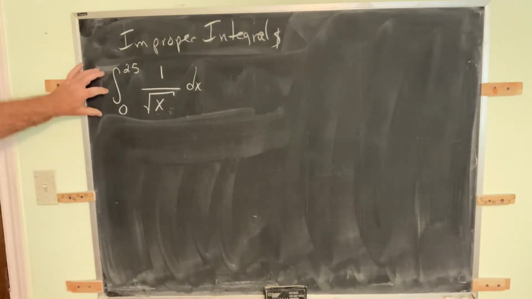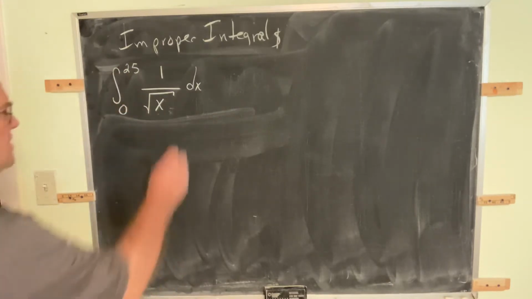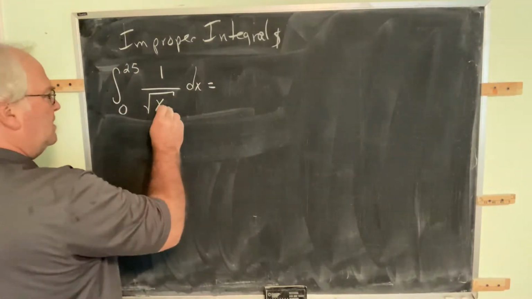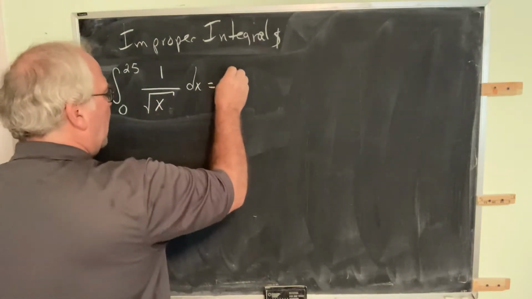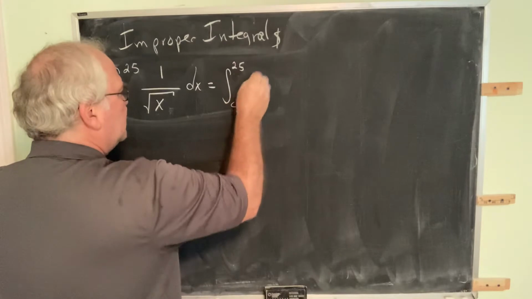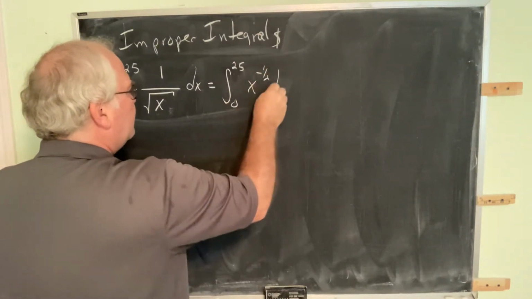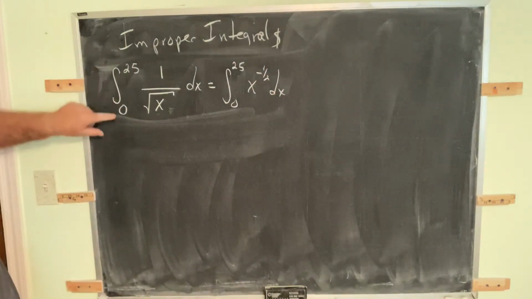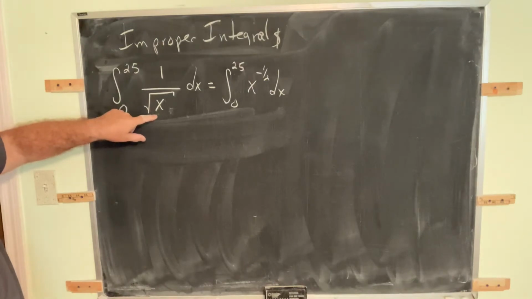Our next improper integral is here, the integral from 0 to 25 of 1 over square root of x. I'm going to rewrite this without the denominator. This is from 0 to 25. I'm going to write this as x to the negative 1/2. And it's important to notice, at x equals 0, there is a vertical asymptote.